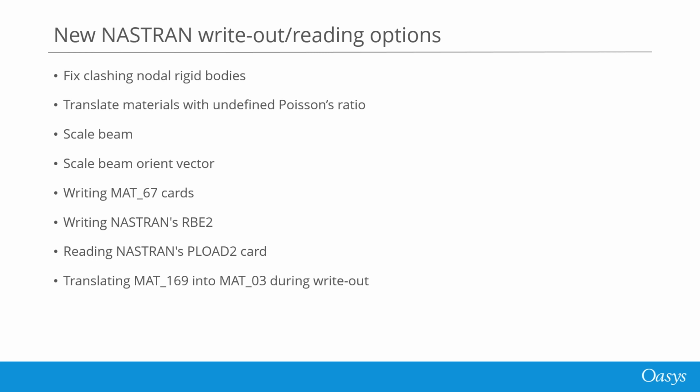There is a new option to translate mat 169 into mat 03 during write-out. This option has been provided to correct the stiffness of parts using mat Arup adhesive. Mat Arup adhesive can adjust the stiffness of elements using the BTHK parameter to account for adhesive being thicker in models than reality. But this stiffness correction is lost when the model is written out for Nastran. To account for that, we now move bond elements into different parts with scaled stiffness depending on the thickness.